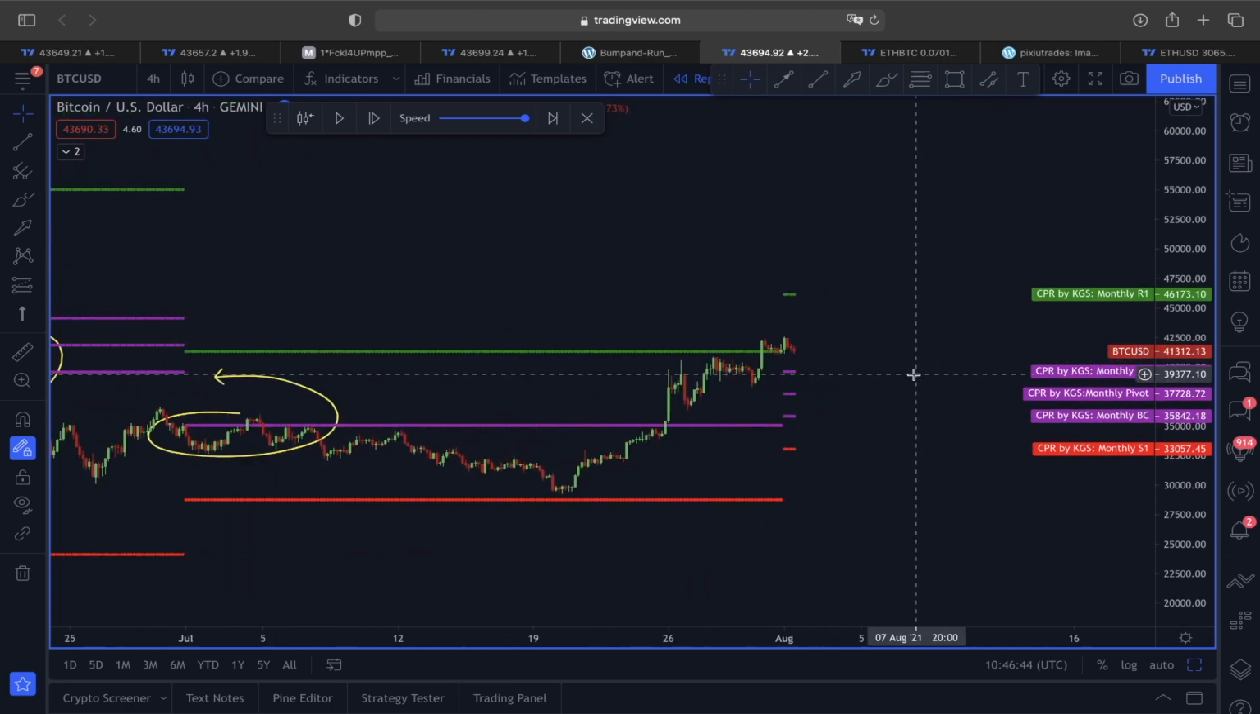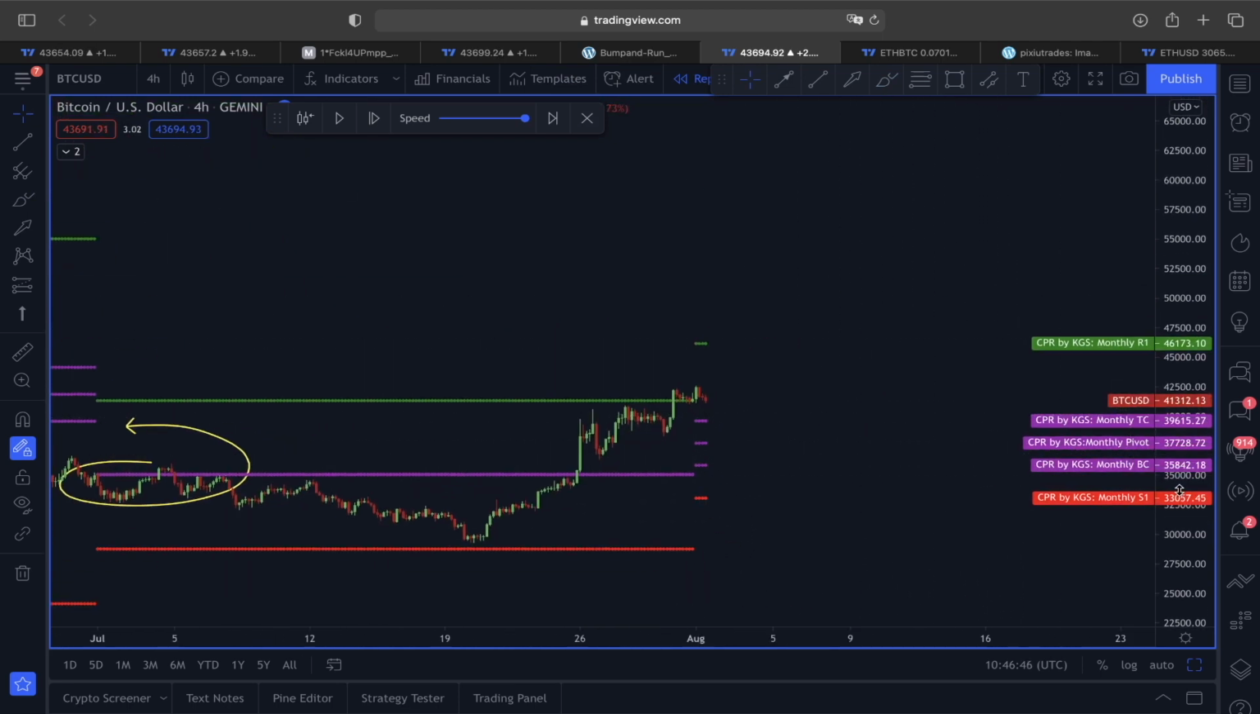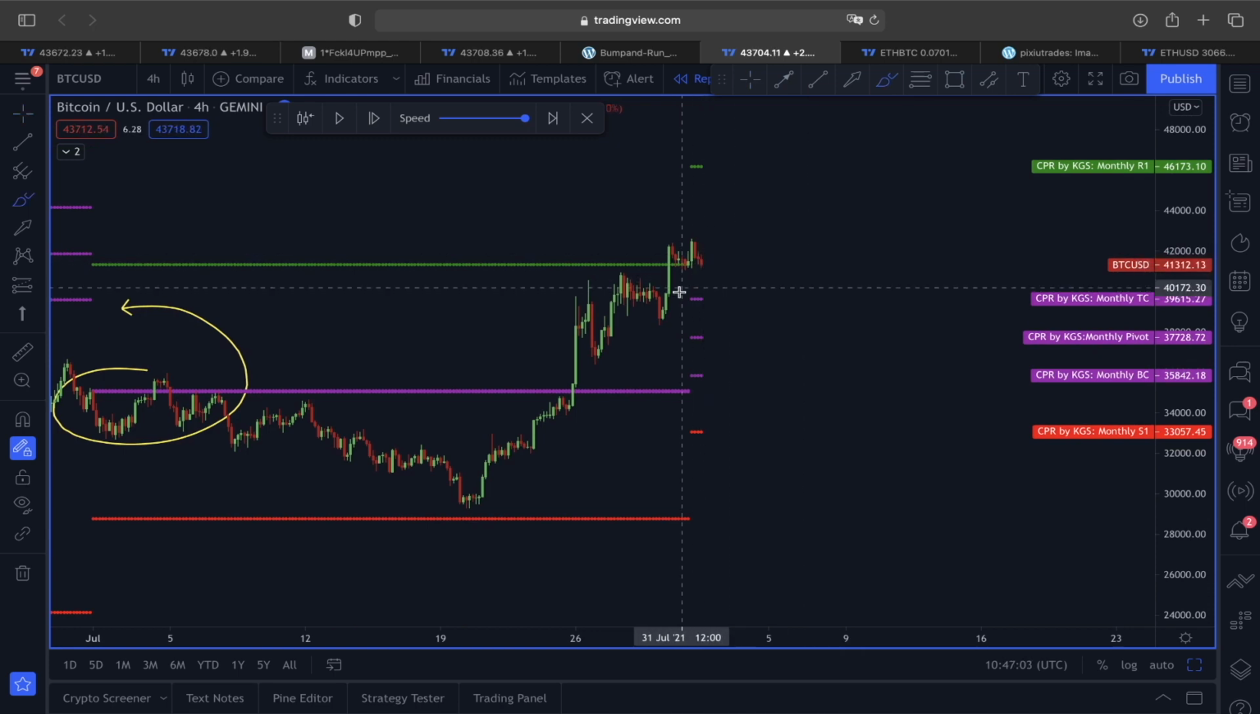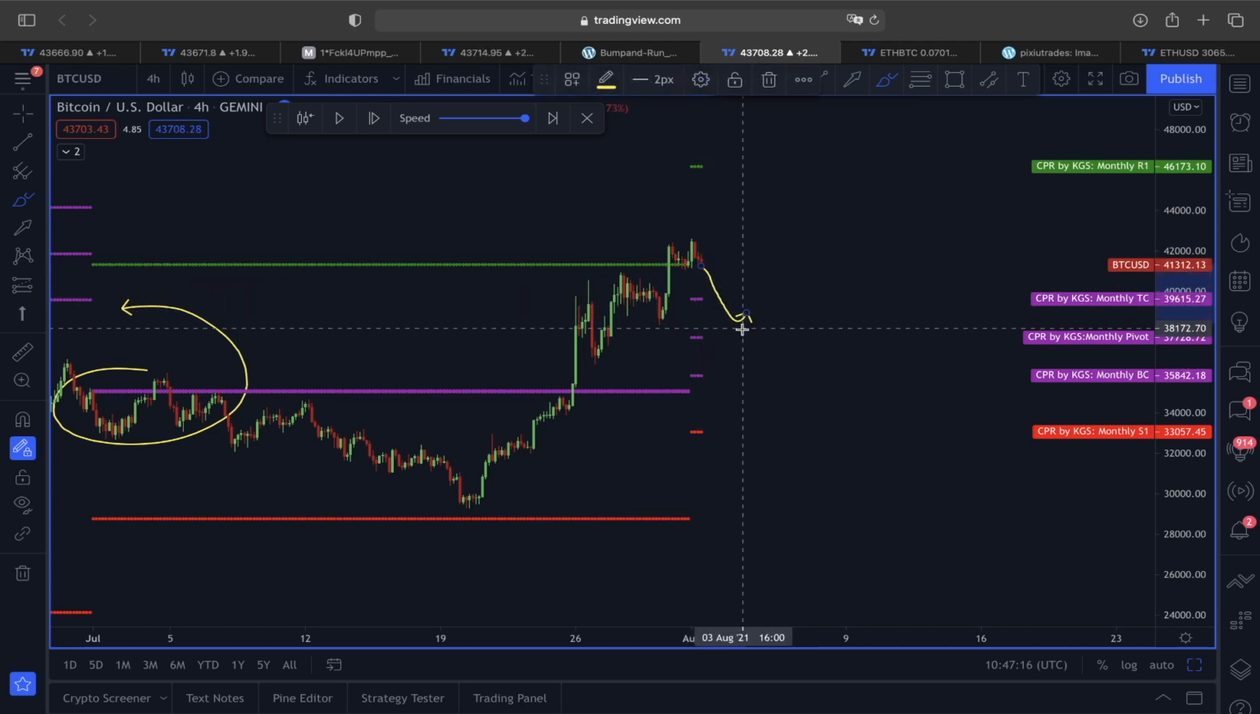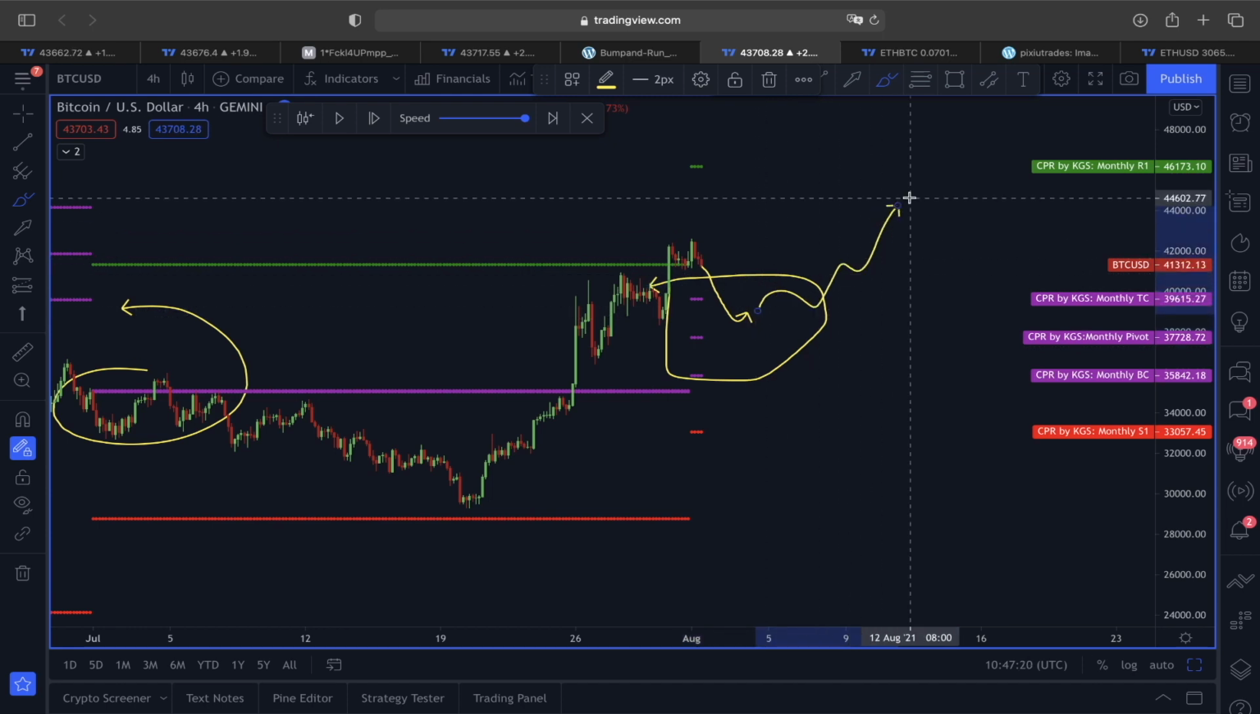So in our case, since this August CPR was an ascending CPR, these CPR lines could actually be acting as a support. And since this was also a virgin CPR, we were expecting more of a price pullback to happen for Bitcoin around the CPR line, find support, and again continue in this manner.